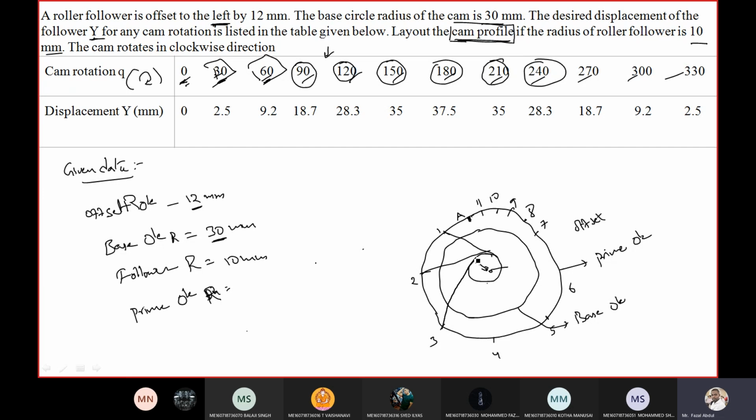Tangent to the offset circle. Tangent to the offset circle. Tangent to the offset. And tangent to the offset.